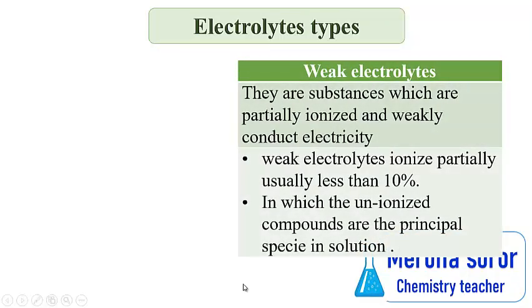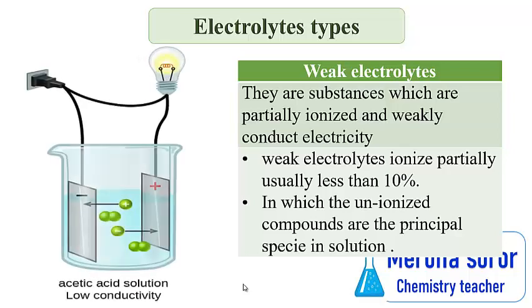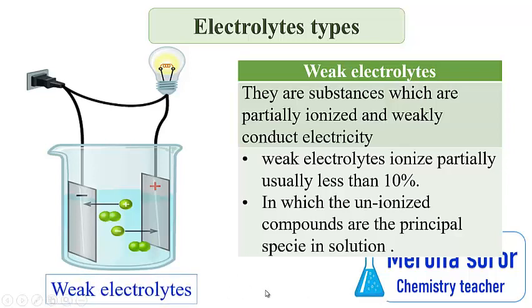Weak electrolytes. They are substances which are partially ionized and weakly conduct electricity. Weak electrolytes ionize partially, usually less than 10%, in which the unionized compounds are the principal species in the solution. Acetic acid solution, low conductivity, because it is a weak electrolyte.